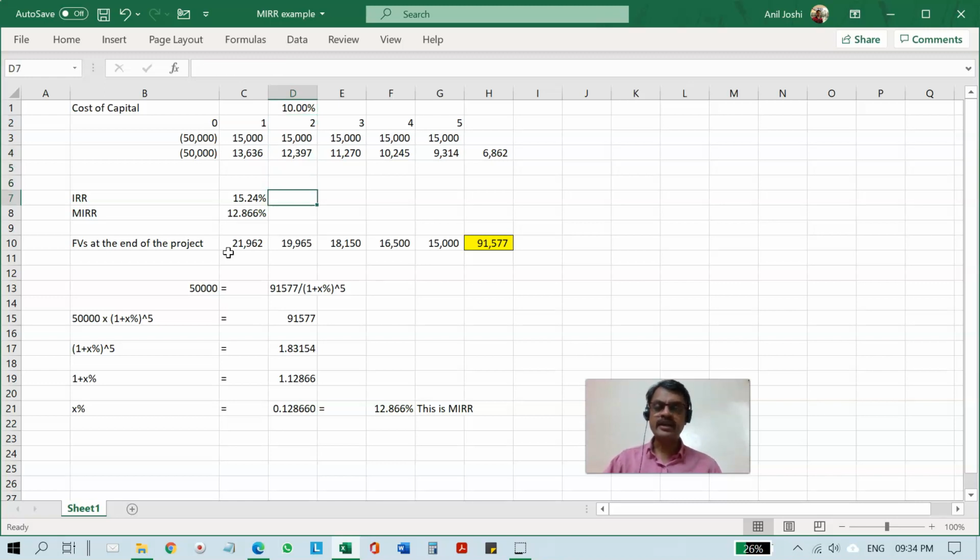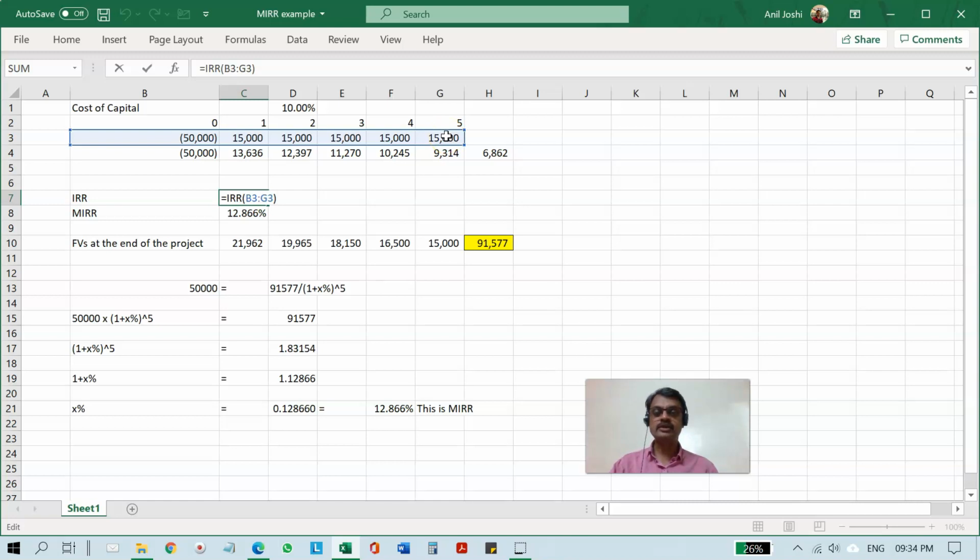In Excel, you get the ready-made formula for IRR. So how do you calculate the IRR based on the Excel formula? You say equal to IRR and then you give the entire range, that is right from the investment value, which is negative because it is cash outflow, and then right up to the last net cash inflow. So you get the IRR of 15.24%, and as we discussed, it is obviously higher than the cost of capital.